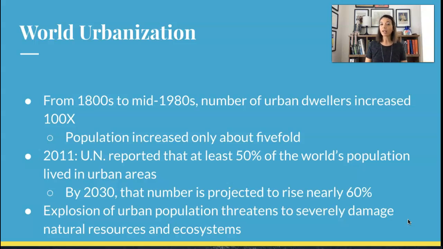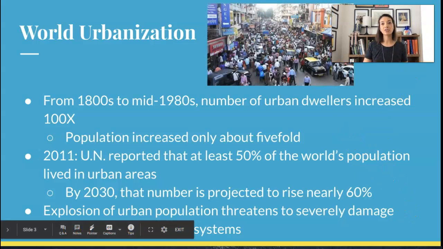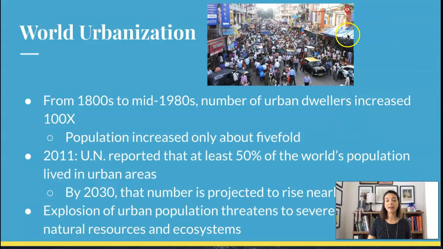The explosion of the urban population threatens to severely damage natural resources and ecosystems. The more people that move into a city, the more impact it's going to have on the environment. People need water, people need food, and of course that is going to have a direct connection to the natural world. Okay. So this is just a picture of Mumbai, India, to give you the idea of an urban area and congestion in an urban area.